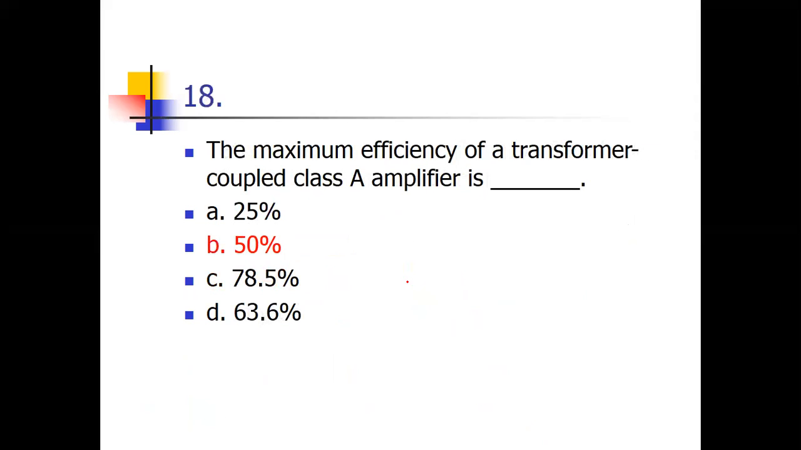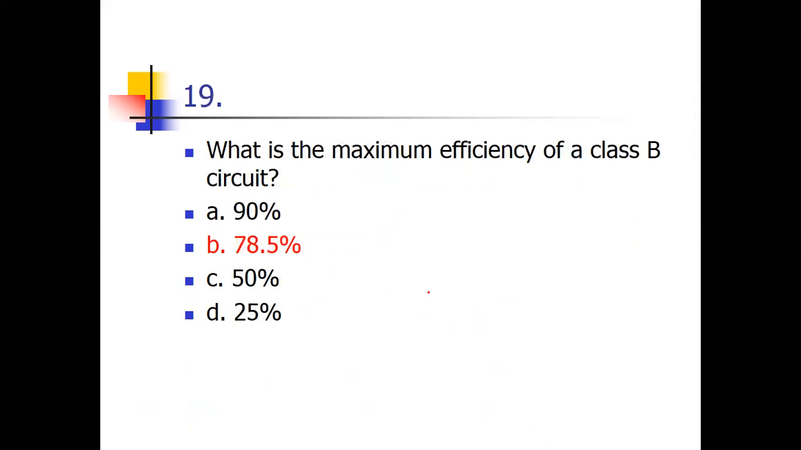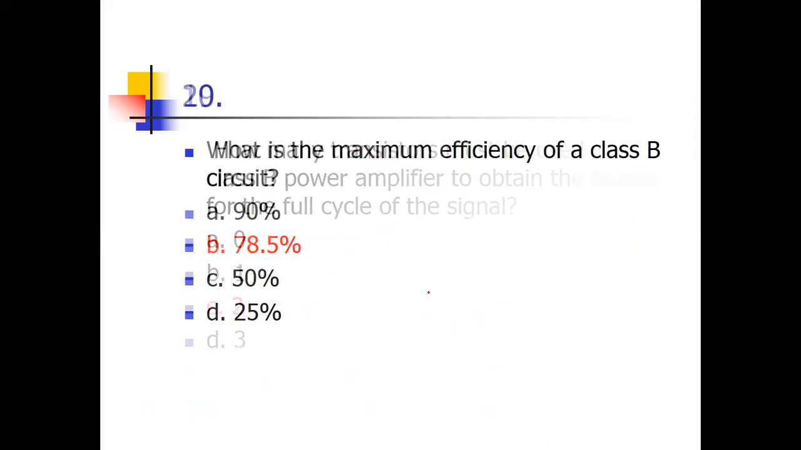Okay. Now, maximum efficiency of transformer coupled class A power amplifier. You can watch my previous lecture for the derivation. Normal class A power amplifier's efficiency is 25%. When you add a transformer, it will be 50%. I have already explained. Maximum efficiency of class B is 78.5.